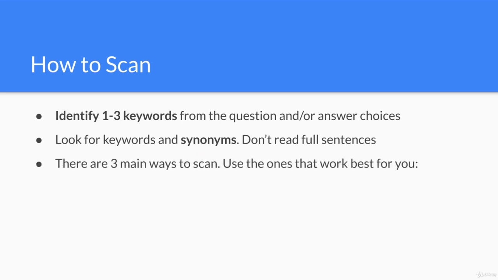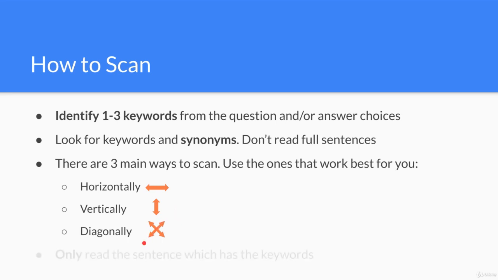Now, there are 3 main ways to scan. Just choose the one that works best for you. Personally, I prefer this first way, which is horizontally. I just read from left to right. If you like to read from right to left, that's also fine. You're not reading, so it doesn't matter. You're just looking for the keywords and the synonyms. So it doesn't matter how you scan. You can do it horizontally, left to right or right to left. You can also do it vertically, up and down, or diagonally. You can scan across the page.